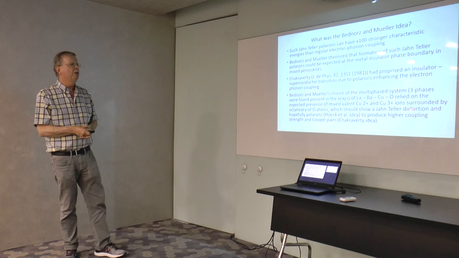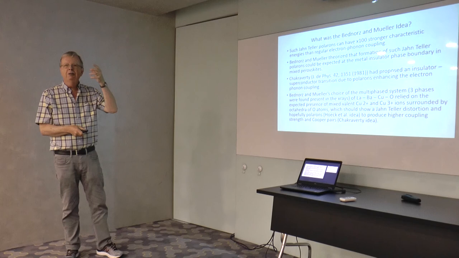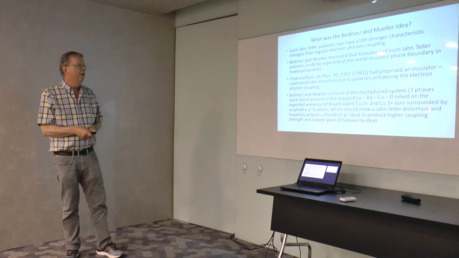That's Bednorz's idea. Jahn-Teller distortion causing a polaron, then you go off to Chakraverty, and so hopefully the Jahn-Teller distortion in this mixed valence system would cause a polaron, and hopefully that would go off to higher coupling strength and make higher TC Cooper pairs, Chakraverty's idea. Okay?